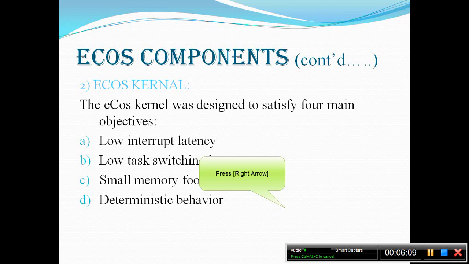So, next objective is low task switching latency. It is the time it takes from when a thread becomes available to when actual execution begins. Next is a small memory footprint. Memory resource for both program and data are kept to a minimum by allowing all components to configure memory as needed. So next is deterministic behavior. Throughout all aspects of execution, the kernel performance must be predictable and bounded to meet real-time application requirements.